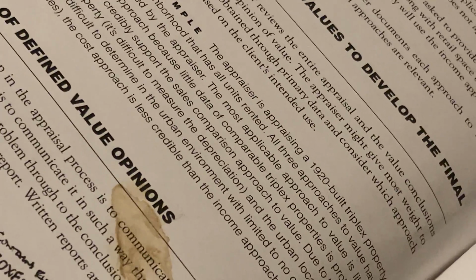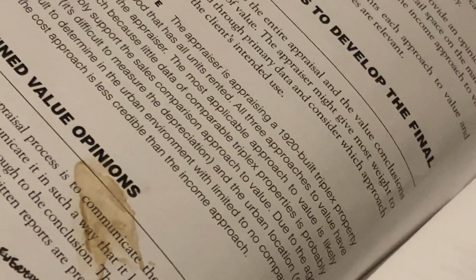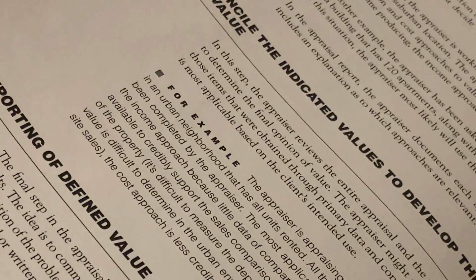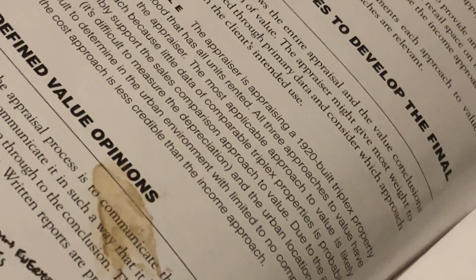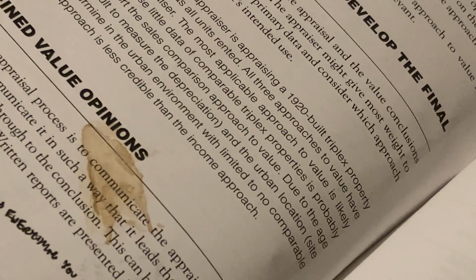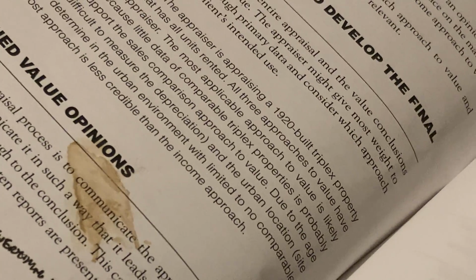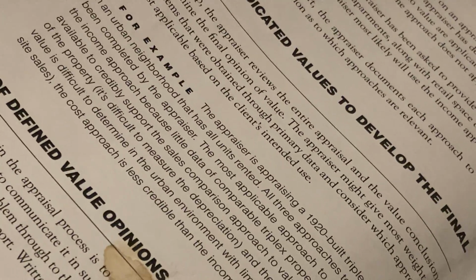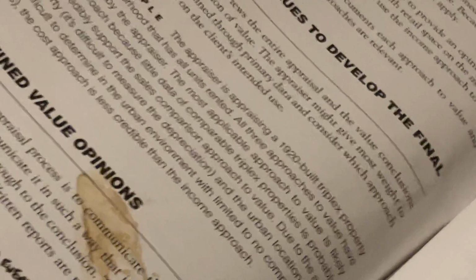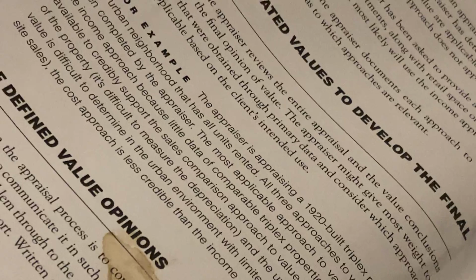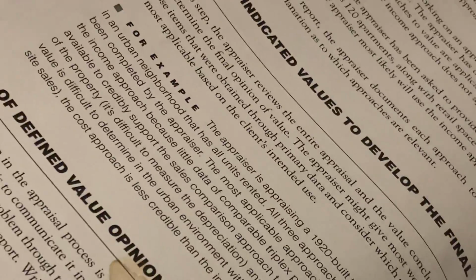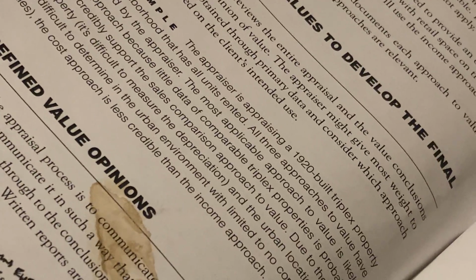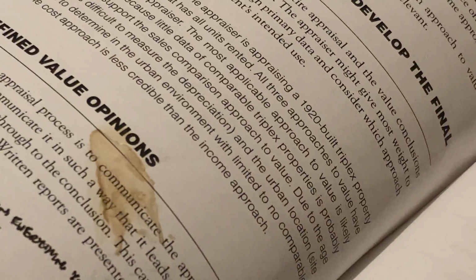For example, the appraiser is appraising a 1920 built triplex property in an urban neighborhood that has all units rented. All three approaches to value have been completed by the appraiser. The most applicable approach to value is likely the income approach because little data of comparable triplex properties is probably available to credibly support the sales comparison approach to value.